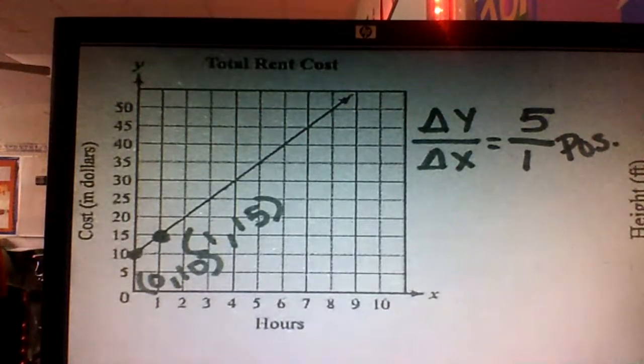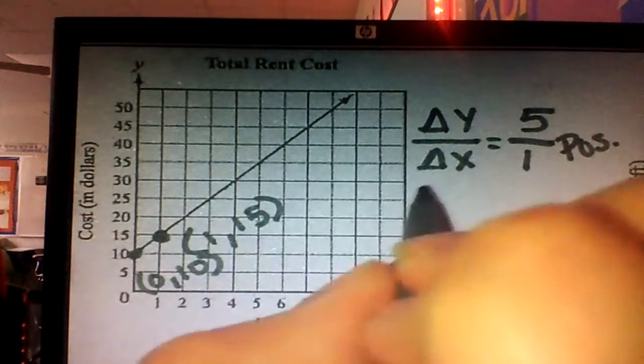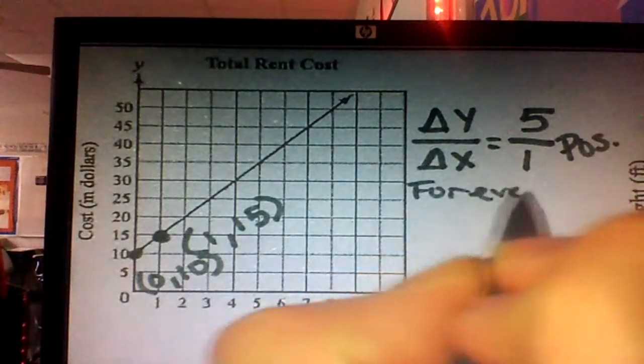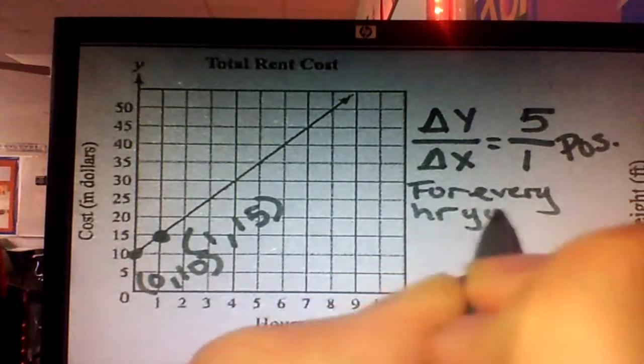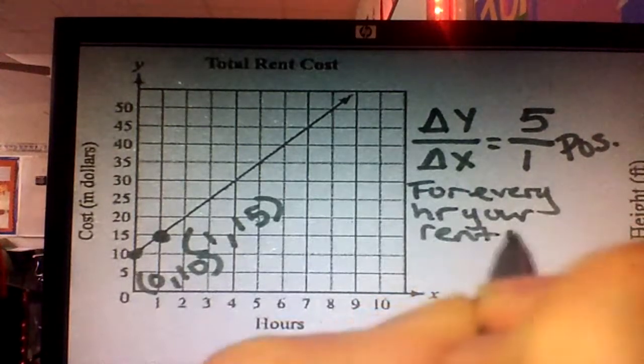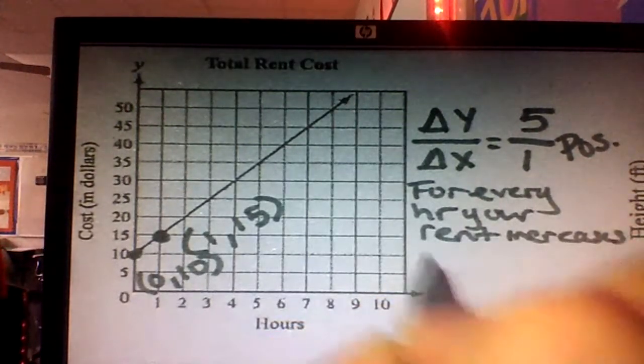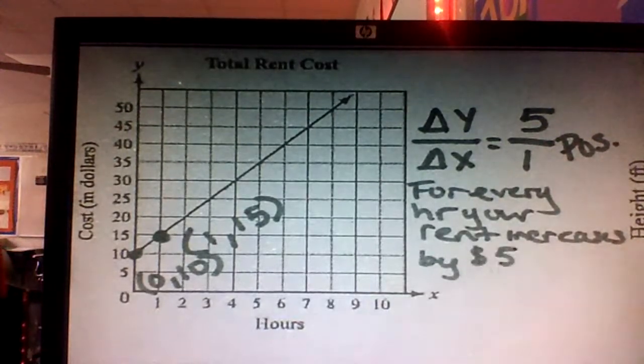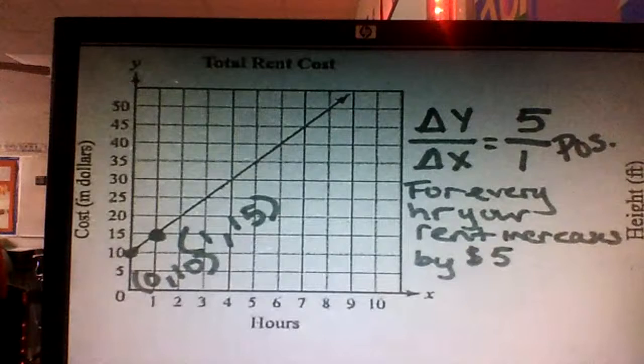What does this mean? For every hour, your rent increases by $5. This is kind of like if you're renting, I don't know, a lawnmower. You can go to the grocery stores and rent one of those carpet scrubbers and they charge you to rent them. This is not like apartment rent, is what I'm getting at.